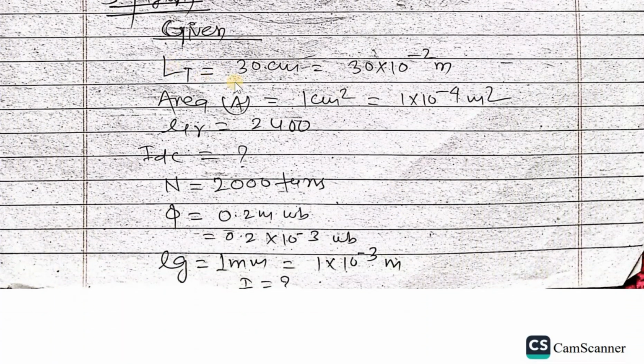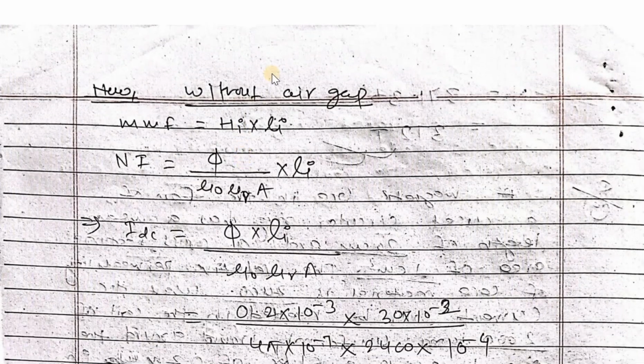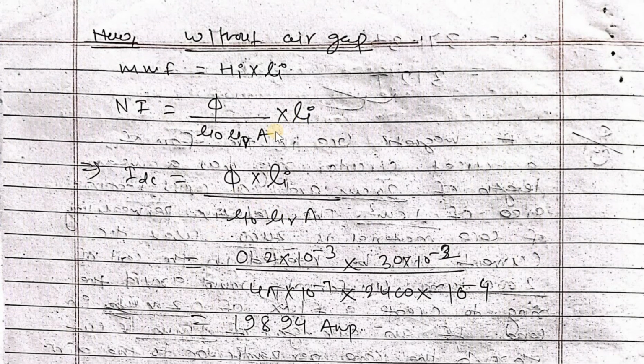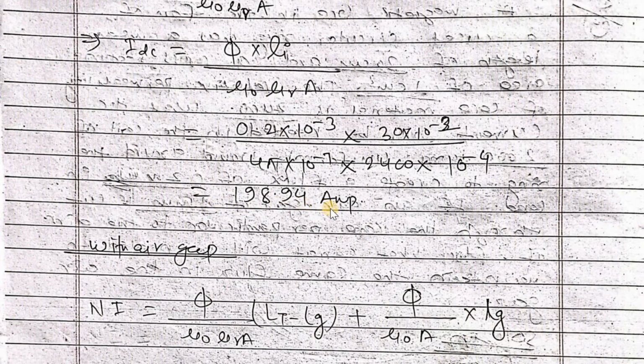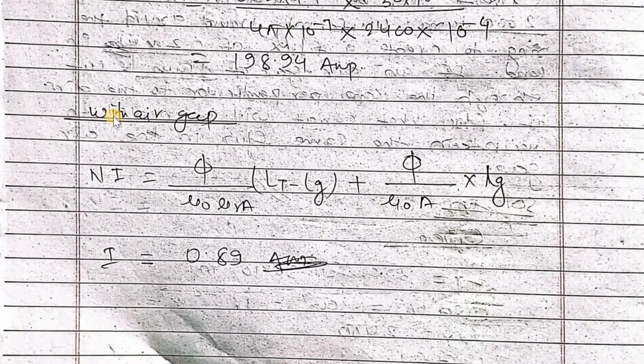The mean length is equal to 30 centimeter, area equal to 1 centimeter square, mu r equal to 2400, and we have to find the DC current. N equal to 2000 turns, phi equal to 0.2 milliweber, length of air gap equal to 1 mm. Without air gap, put here the value of everything, so DC current equal to 198.94.